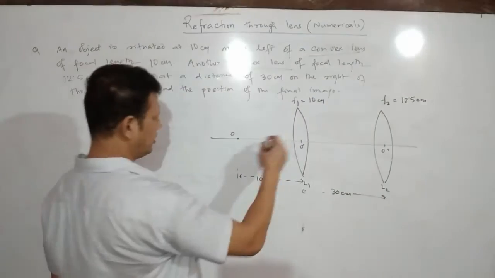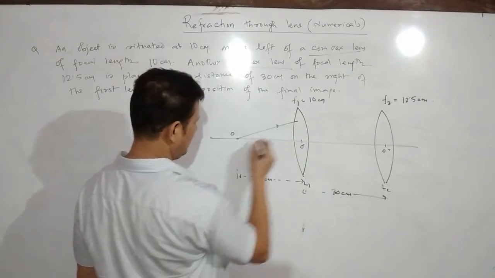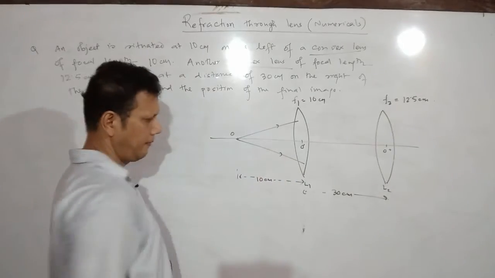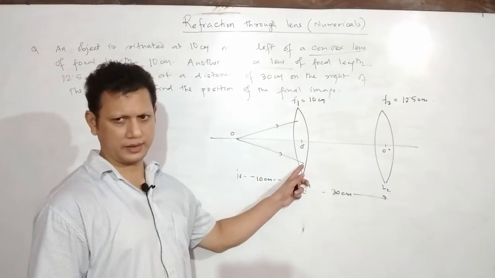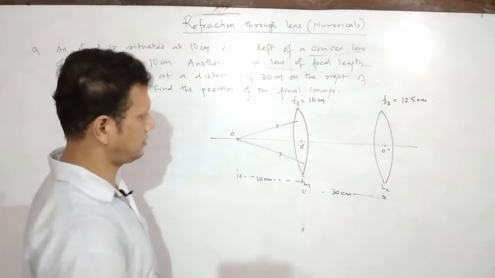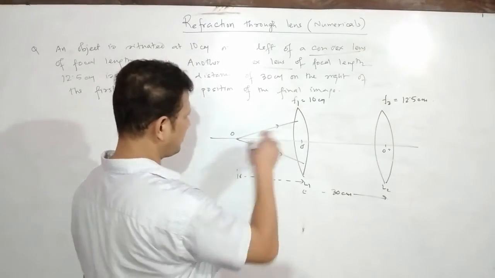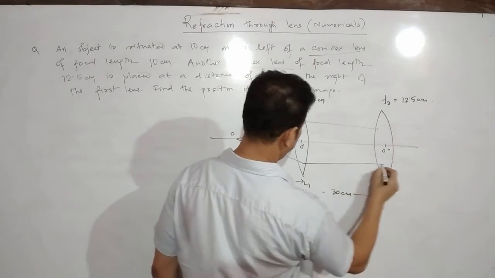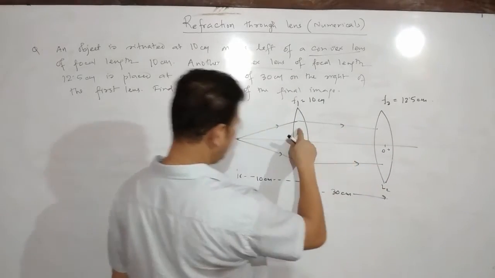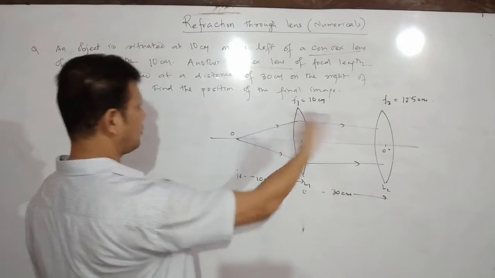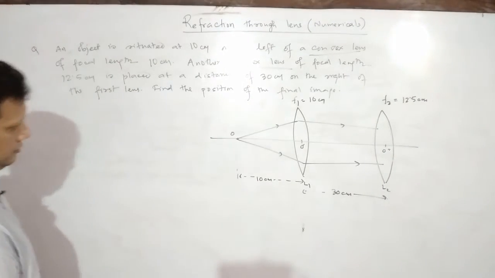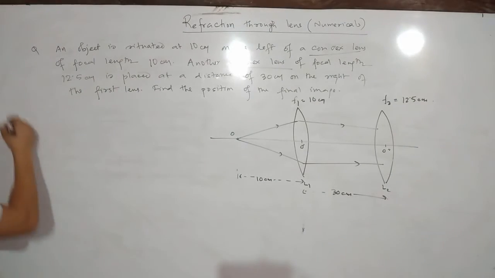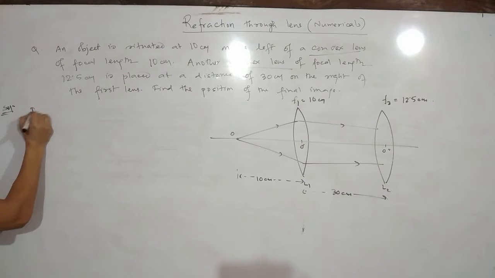Let us draw a preliminary diagram. Consider this as the incident ray. This lens is convex so it will converge the rays. We will first find where the image will form.